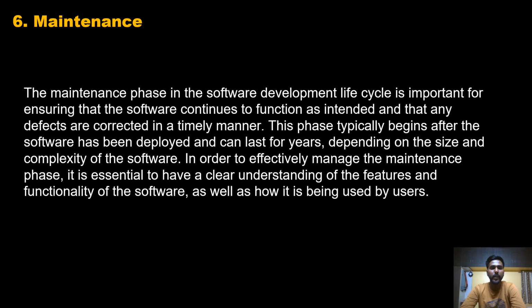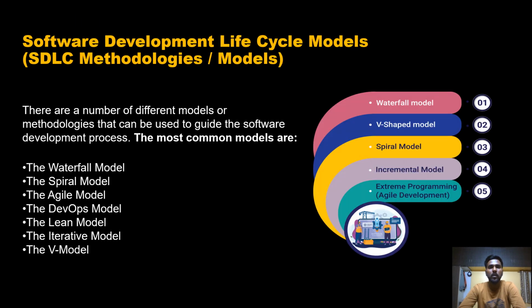Now let's see about maintenance. The maintenance phase in the software development lifecycle is important for ensuring that the software continues to function as intended and that any defects are corrected in a timely manner. This phase typically begins after the software has been deployed and can last for years, depending on the size and complexity of the software. In order to effectively manage the maintenance phase, it is essential to have a clear understanding of the features and functionalities of the software, as well as how it is being used by the users.